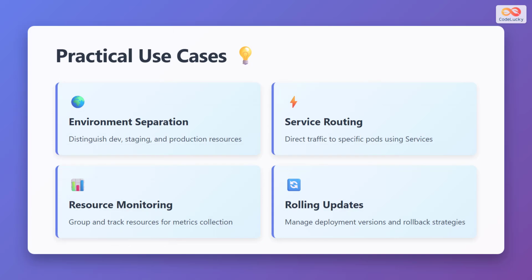Labels have many practical applications in Kubernetes. For environment separation, you can distinguish between development, staging, and production resources, making it easy to manage different deployment stages. For service routing, services use label selectors to direct traffic to specific pods, ensuring requests reach the right application instances. For resource monitoring, you can group and track resources for metrics collection, helping you understand how different parts of your application perform. For rolling updates, labels help you manage deployment versions and implement rollback strategies, allowing you to update applications safely without downtime.